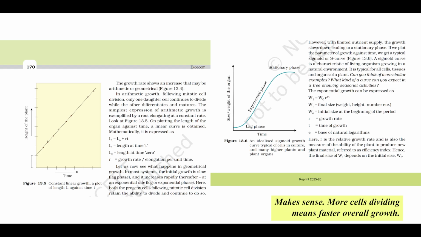Makes sense. More cells dividing means faster overall growth. Right. But in nature, resources aren't infinite. So eventually, maybe due to limited nutrients or waste buildup, the growth slows down, leading to a stationary phase. If you plot a growth parameter against time for geometric growth, you get that classic sigmoid or S-curve. Look at figure 13.6. The S-shaped curve, I've seen that. It's incredibly important.